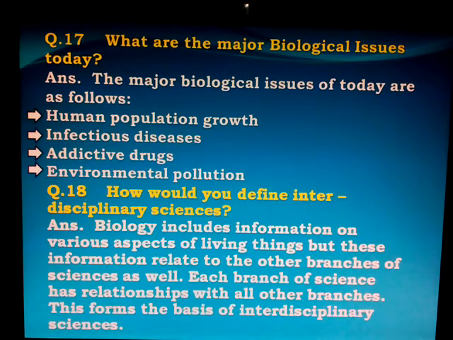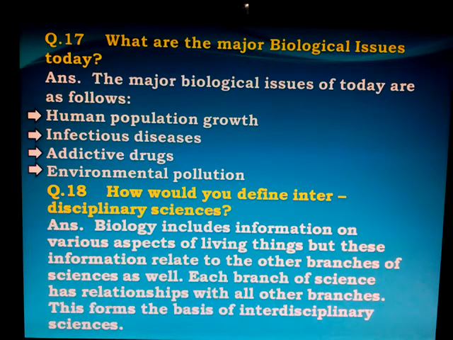Question number 17 says, what are the major biological issues today? The major biological issues of today are human population growth. Population is increasing at a very fast rate day by day. This is the main problem of biological issues. Then infectious diseases. Nowadays you have seen coronavirus spread everywhere. Then addictive drugs, the people who use drugs, that is a major issue. And environmental pollution, human beings are disturbing the environment. Allah has created a beautiful environment for us, but we are disturbing it. So pollution is also a big issue.